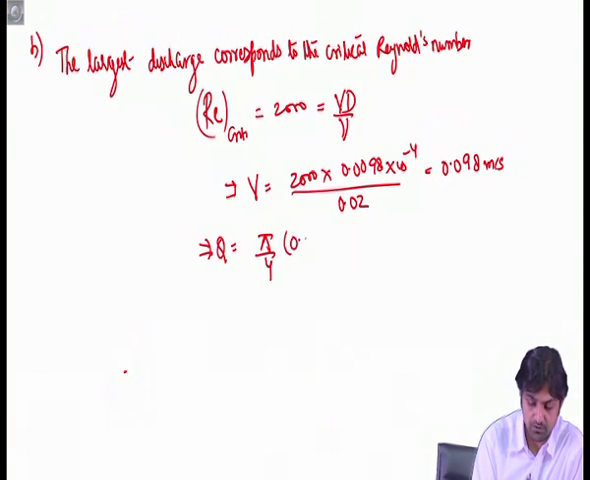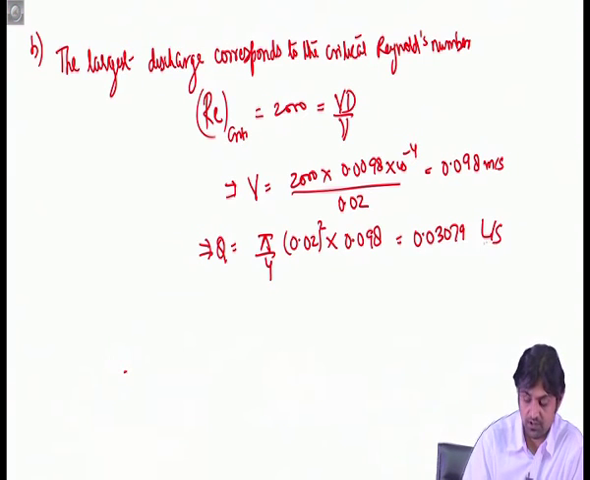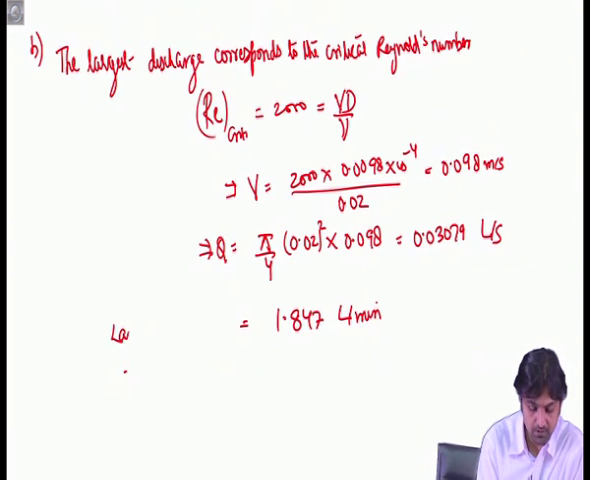pi by 4 into diameter whole square into this velocity. This is going to be 0.03079 liters per second. Instead of meters, we have multiplied by 10 to the power 3 and made it in liters per second. Okay, or if in terms of minutes, you can simply multiply it by 60 and say 1.847 liters per minute. Okay, so this is the largest discharge.